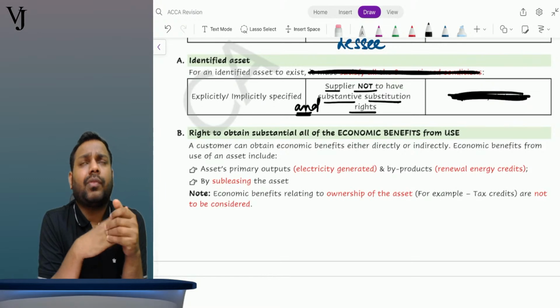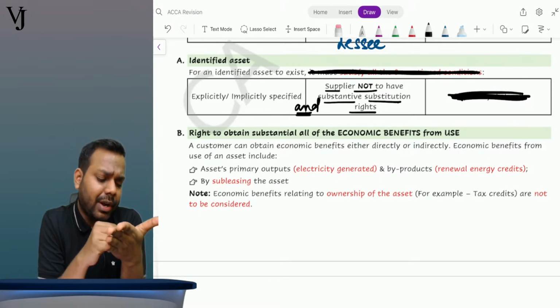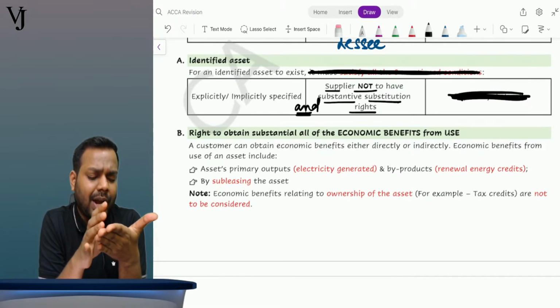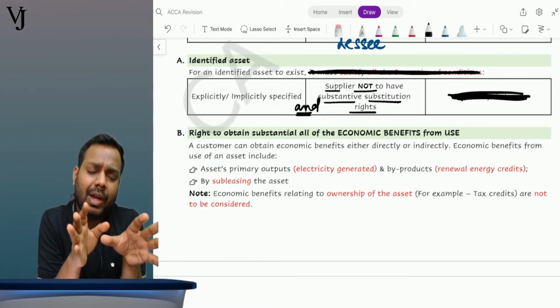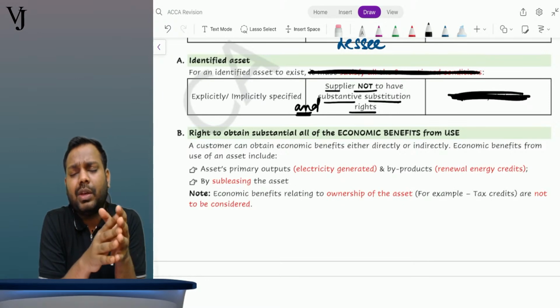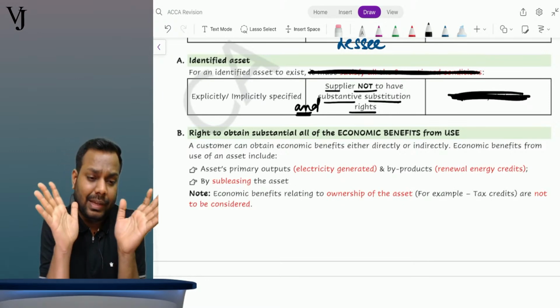Implicit means the flat is still under construction, so I cannot write that this is the flat which will be given on rental to Vishal Jain, but both the lessee and the lessor are aware that this is the flat which will be given on rental to the lessee.